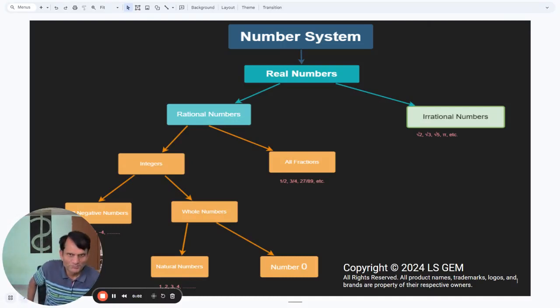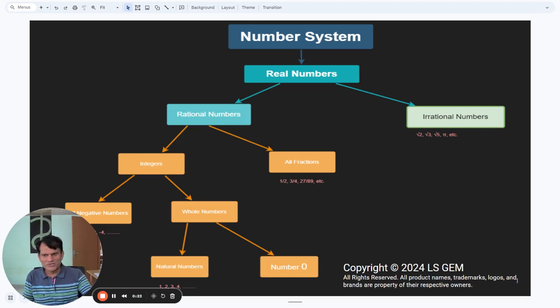Dear students, today we are going to learn Chapter 1 on number systems. I am going to tell you about the number systems in the most scientific manner so that the whole core concept of this chapter can be completed within 5 minutes.